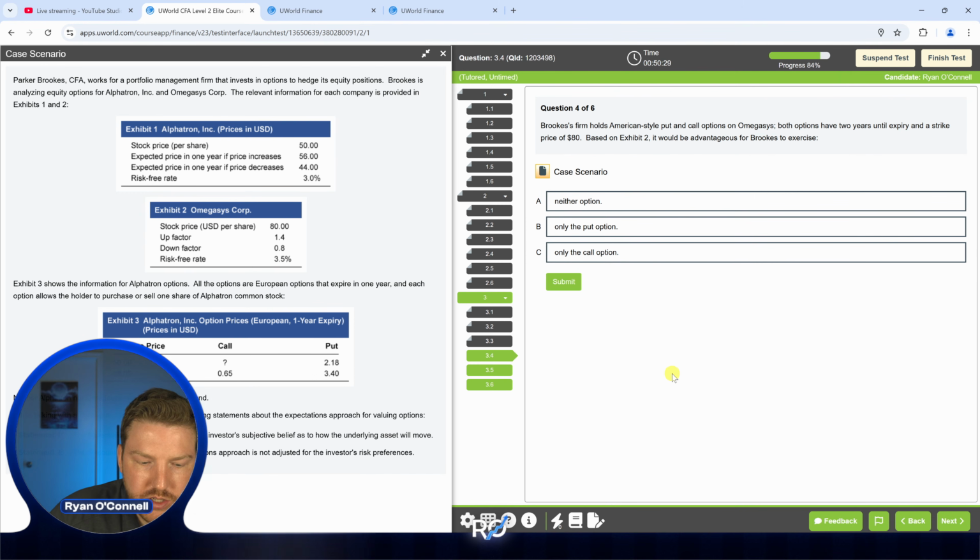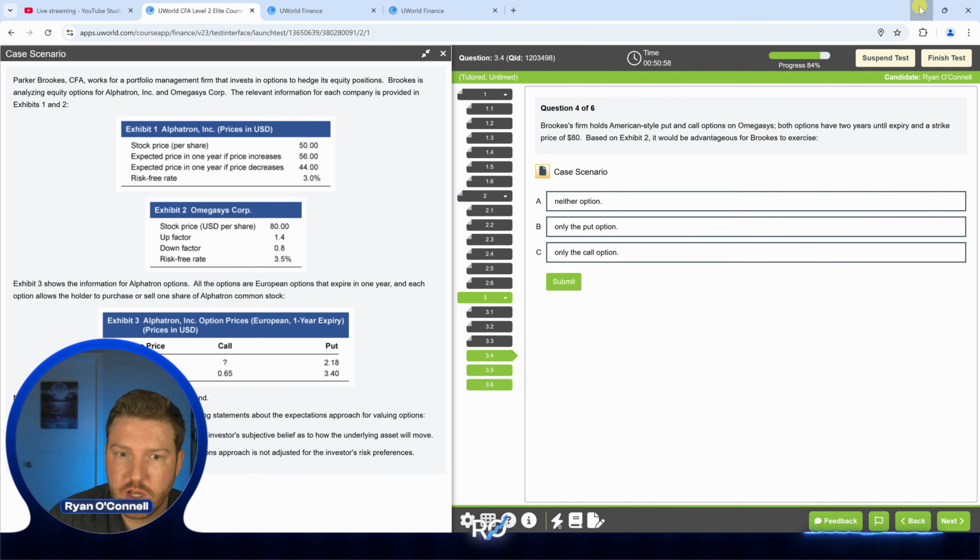And so basically there's a shortcut: in general with calls, there's no real advantage to exercising them early unless the asset was generating cash flow, like a dividend. And we can see that for this one, there's no dividend. So a shortcut to know that we would never want to early exercise the call is that it doesn't pay a dividend. So we know C is not going to be right. So now we're between A and B.